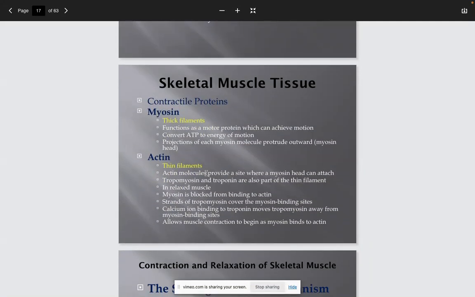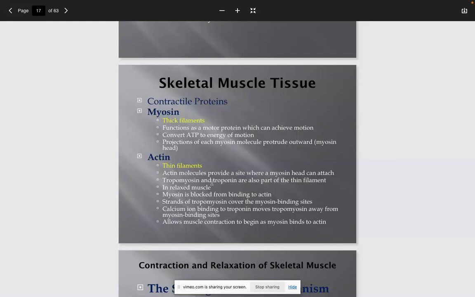So actin again is a thin filament. Actin is going to be a site where myosin's head can attach. So this thick filament is going to attach to this thin filament. There's other little proteins here called tropomyosin and troponin. If you guys have ever heard of an elevated troponin, this is present in skeletal muscle and cardiac muscle. Whenever cardiac muscle becomes injured, troponin leaks out, and this is how we know that we have a cardiac injury, sometimes a heart attack, depending on how high it's elevated. But for our purposes right now, it's important to know that myosin is a thick filament and actin is a thin filament. So actin provides a site where the myosin head attaches.